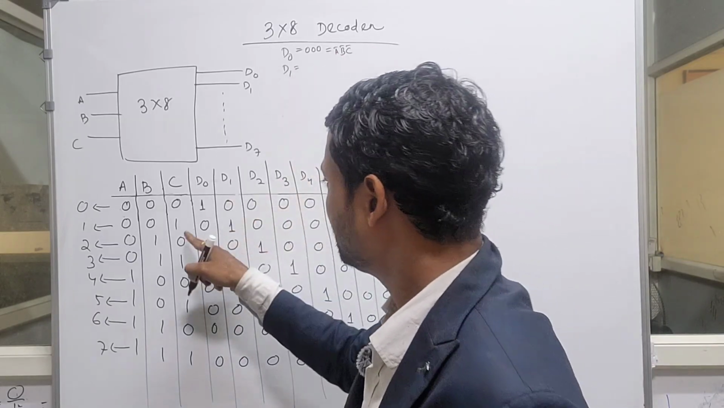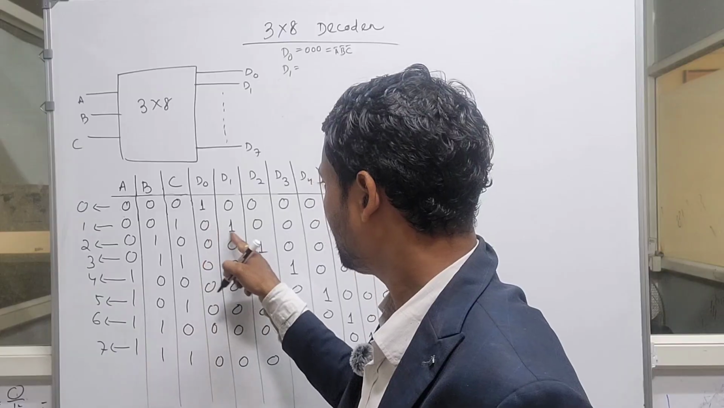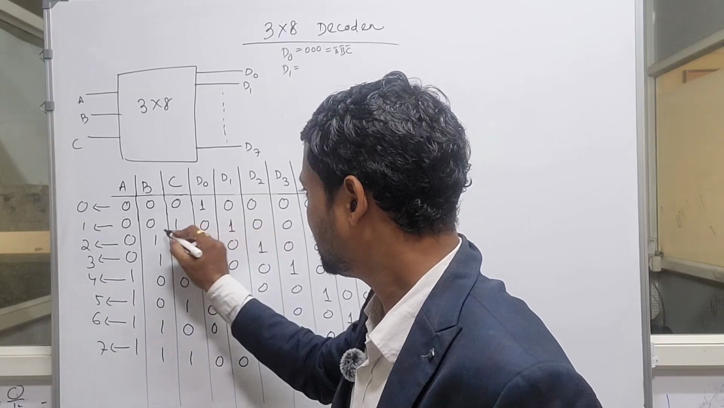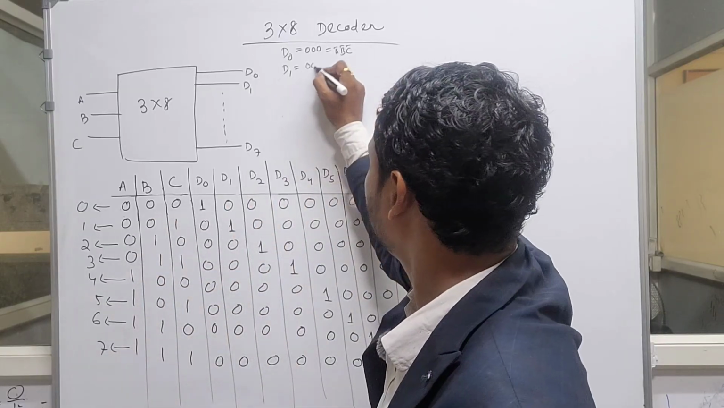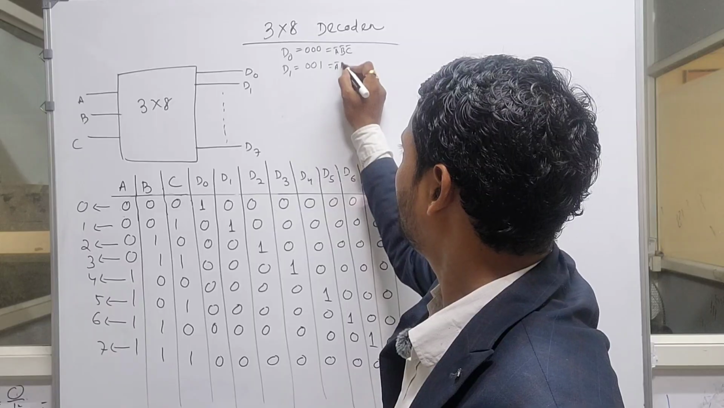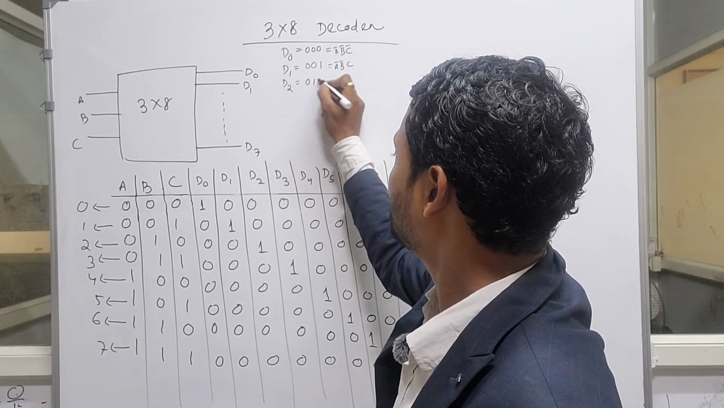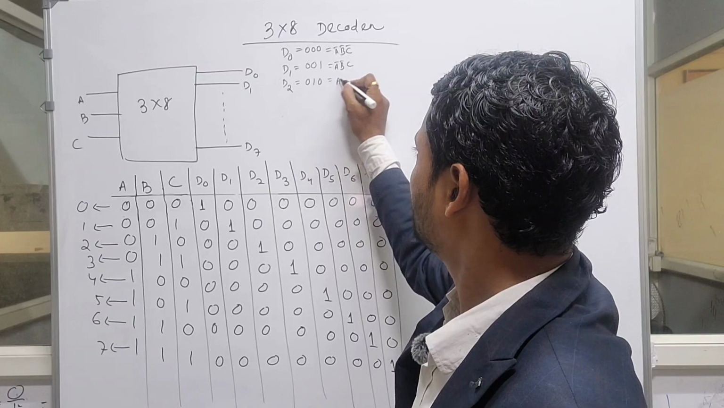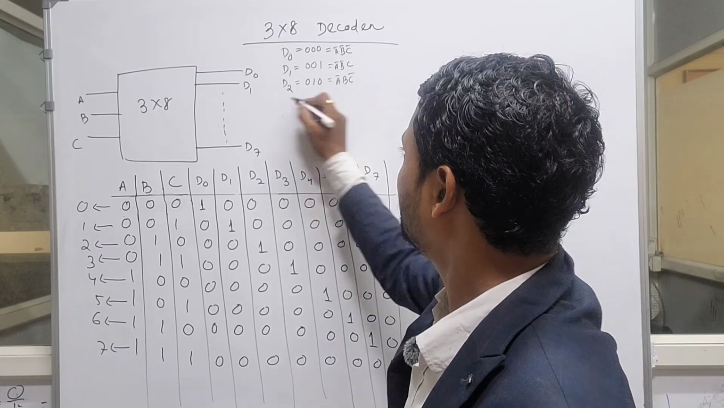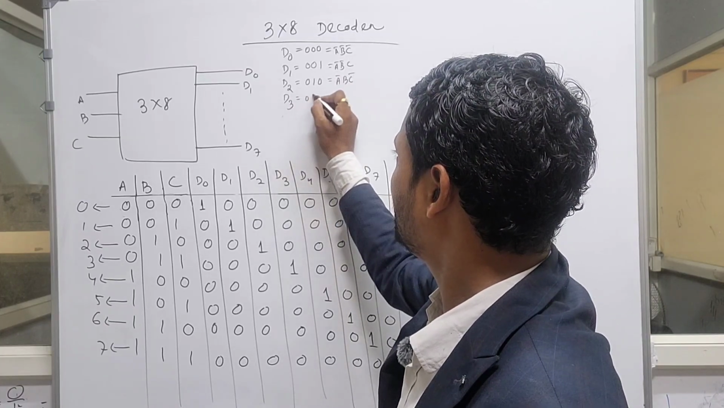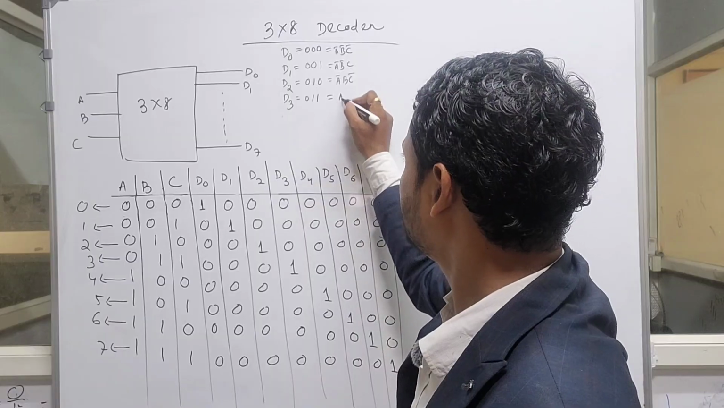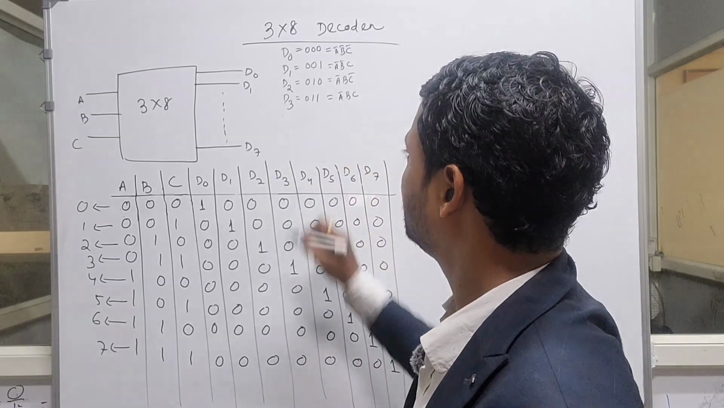And D1 क्या है? D1 के लिए corresponding input क्या है? ये D1 है. corresponding input क्या है? 0 0 1, मतलब 0 0 1. So that is A bar, B bar, C. Similarly for D2 it is 0 1 0. So answer is A bar, B, C bar. And D3 0 1 1. So it is A bar, B, C.